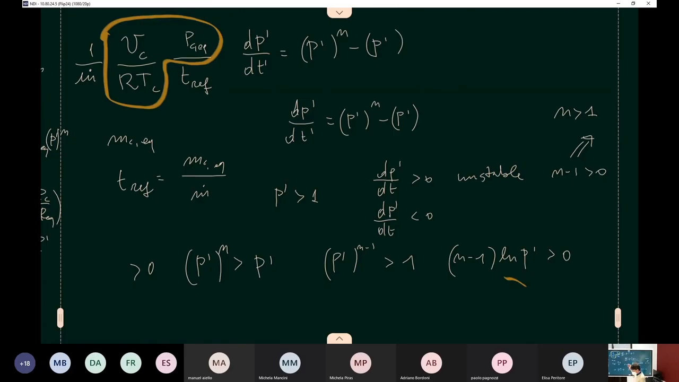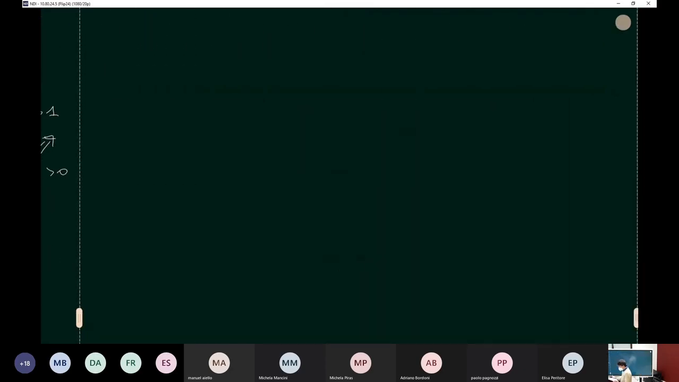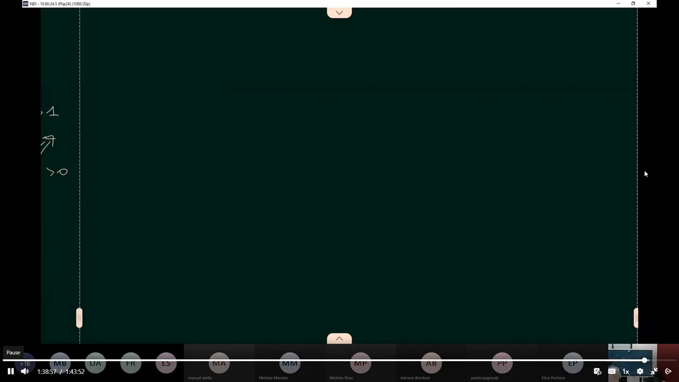And of course, we can make the analysis also considering the possible decrease of pressure, and this of course will lead to the same result. To conclude, and then we'll discuss this plot further at the beginning of the next class, I would like just to introduce it.